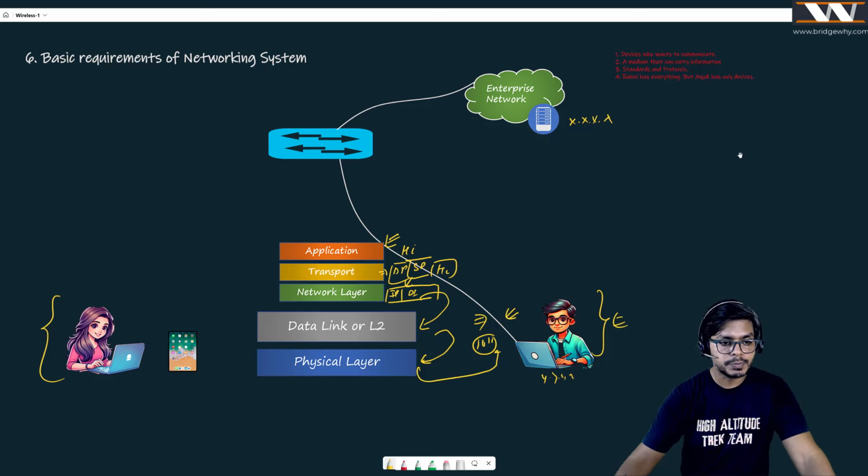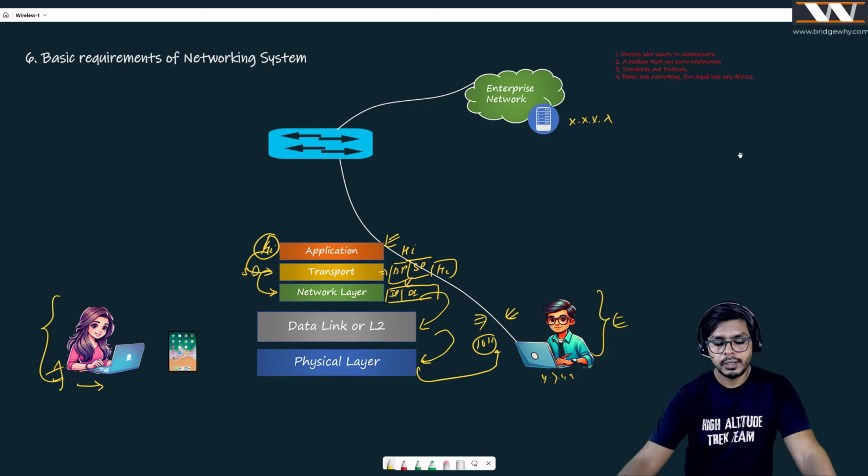Try to understand with respect to Anjali. Anjali can definitely produce hi using any application. She is going to use the transport layer for the source and destination port. She is also going to use the network layer, right, for putting the source IP and destination IP. Maybe Anjali's address is z.z.z.z, right? But where is going to be the change? The change is going to be exactly at the data link layer, right?